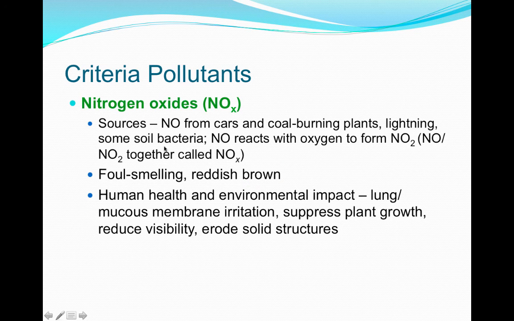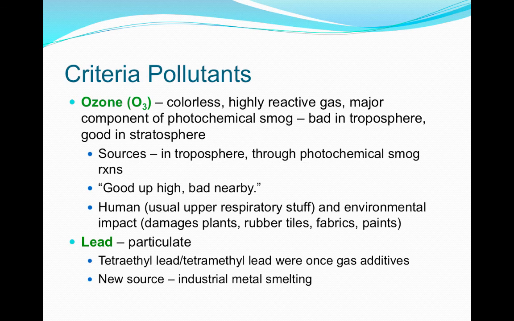Nitrogen oxides include NO, which is nitrogen monoxide, and NO2, which is nitrogen dioxide. Collectively, they are known as NOx, with that X standing for either 1 or 2. Also, it's foul smelling, causes lung irritation, and suppresses plant growth. But again, its biggest problem is that it combines with water vapor in the air and forms nitric acid, which is HNO3. And we're going to talk about what acid rain is in a little bit.